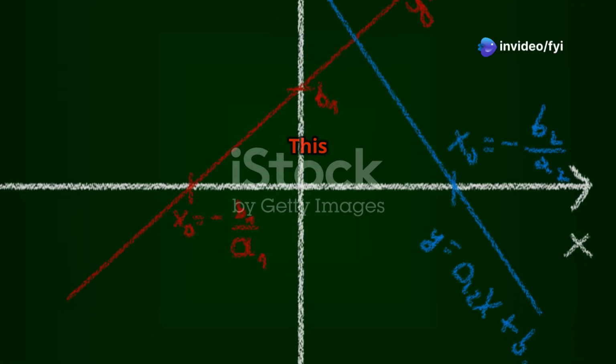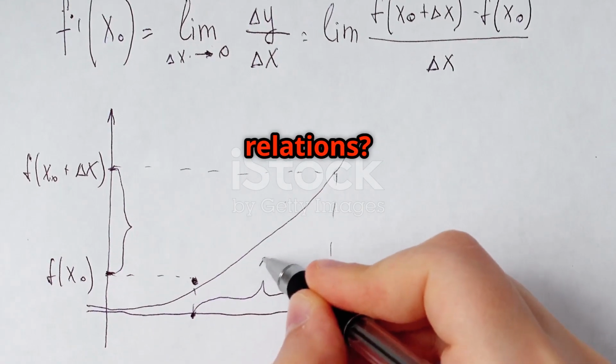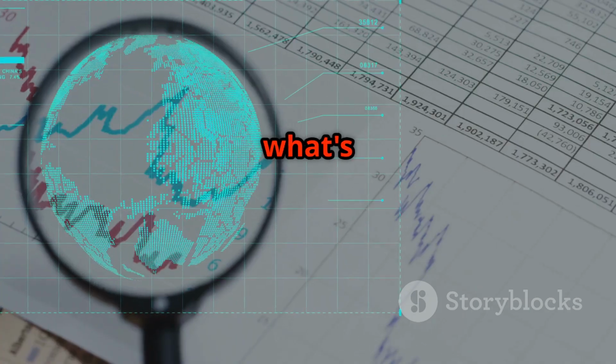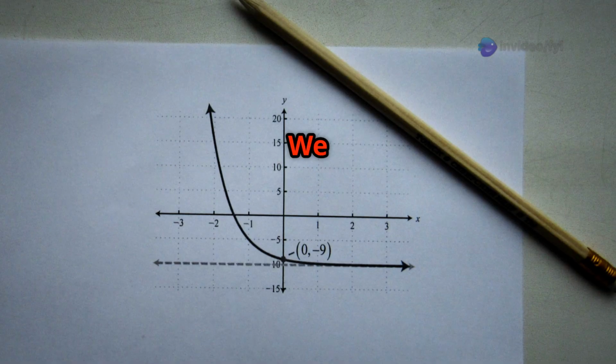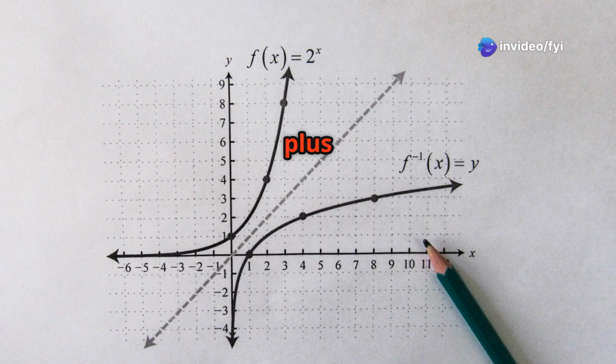Section 5. Picture this: relations on a graph. Did you know we can actually draw pictures of relations? Yes, we can. It's super helpful and pretty cool. It helps us see what's really going on with the pairs. We use something called a coordinate graph. It has 2 main lines like a big plus sign.